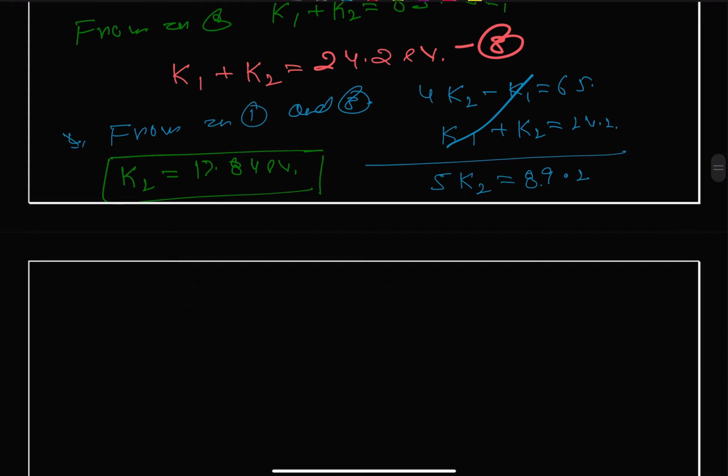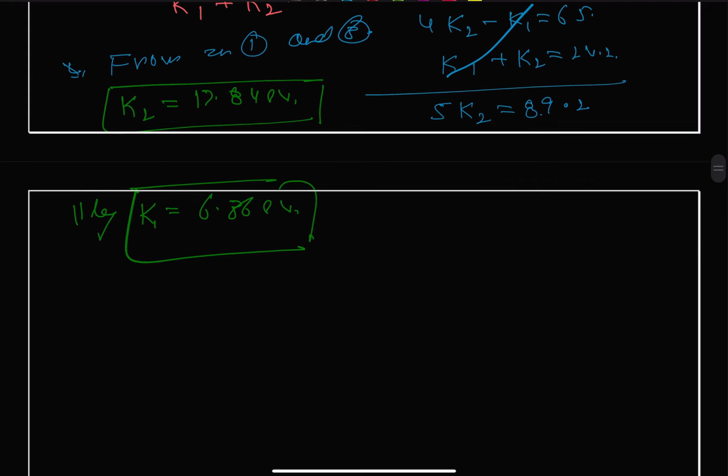Similarly, we can find out our K1, and that will be coming as 6.36 electron volt. And similarly, we are going to find out our delta E2 also, because that is going to give us another value of K1 and K2.